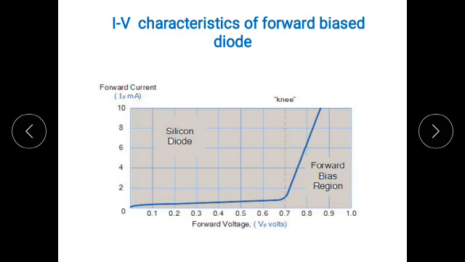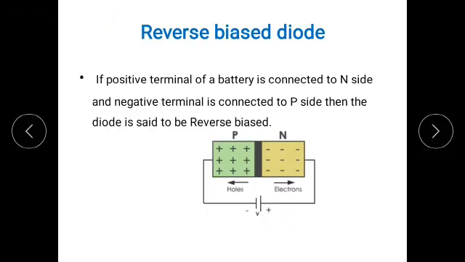Here it is observed that for a silicon diode the barrier potential is 0.7, and therefore after 0.7 the current goes on increasing, and the voltage at which the current increases is called the knee voltage, and this is the forward biased region. Then what is the reverse bias diode?